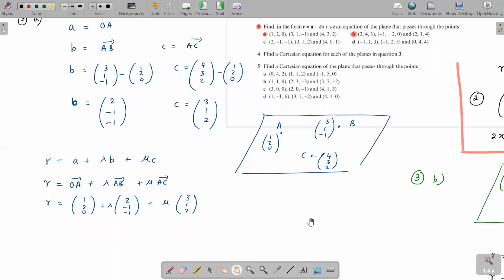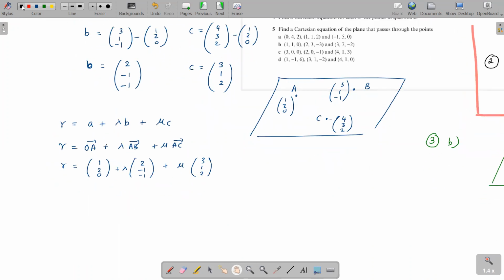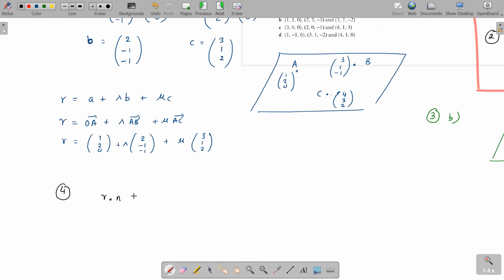I think you might remember we have this scalar form that we used previously. Do you remember if I have r dot n equals a dot n, it's quite easy for me to find the Cartesian equation, right? Why? For r, I could simply use xyz. And to find the Cartesian equation of the plane, you must first convert this vector equation into this format. What is this format? You have r dot n equals a dot n. Who is n? n is a vector which is perpendicular to the plane, and a is a position vector of a point on the plane.